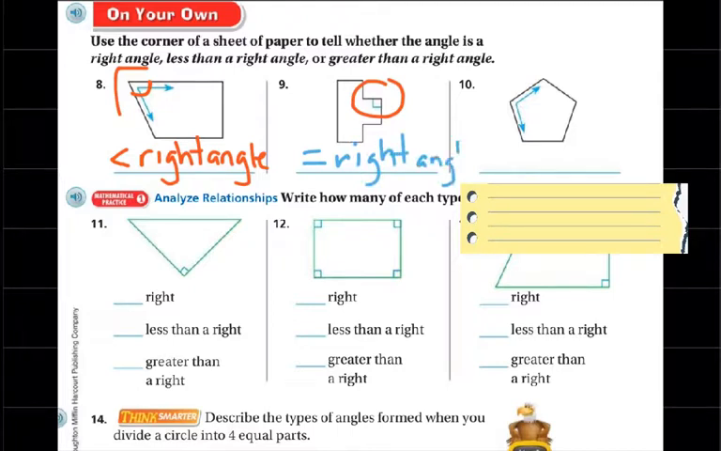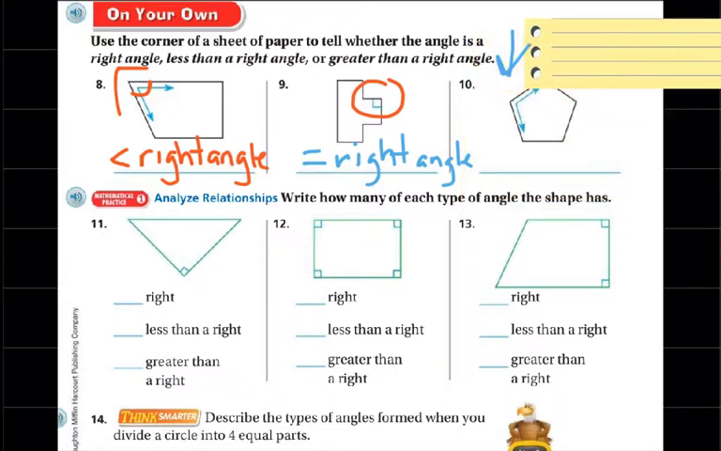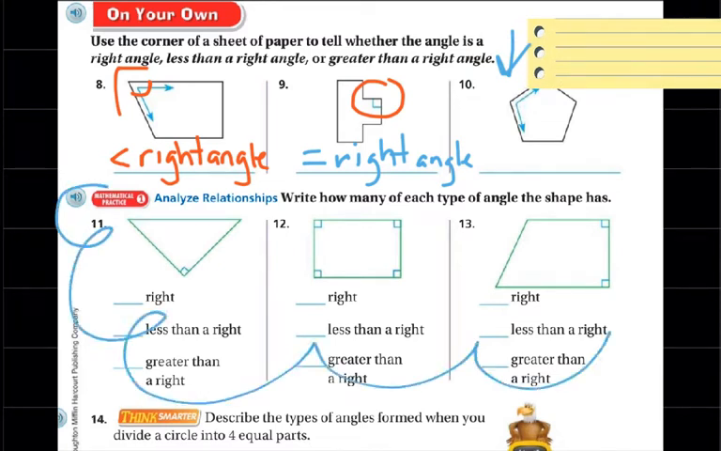And then I'm going to let you do the rest of these. There's one more here to do. And if you want to use the paper, you can, to look at these last three shapes down here. You're just going to say how many of each that the shape has. Okay, how many right angles, how many are less than right, and how many are greater than right.